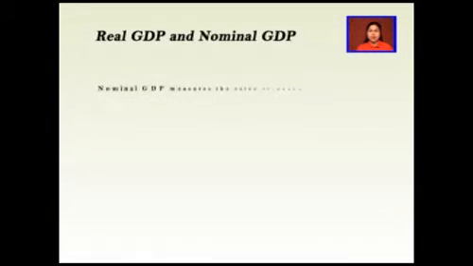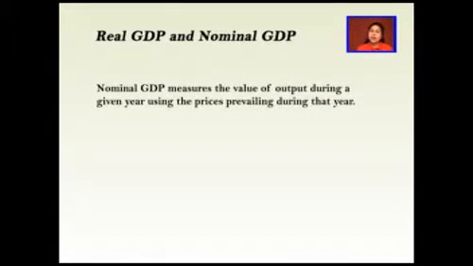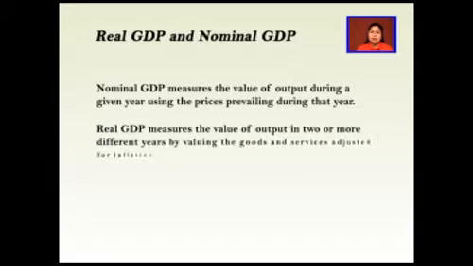Now, the two terms are real GDP and nominal GDP. That means real gross domestic product and nominal gross domestic product. Nominal GDP measures the value of output during a given year using the prices prevailing during that year. Over time, the general level of prices rises due to inflation, leading to an increase in nominal GDP even if the volume of goods and services produced is unchanged.